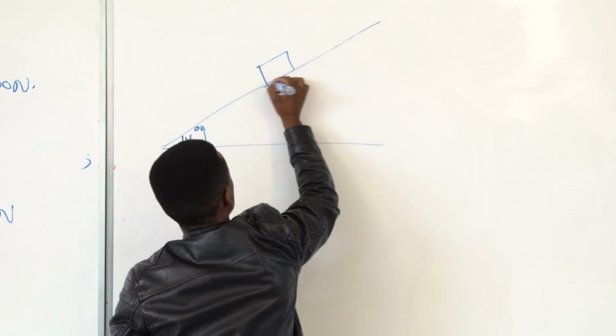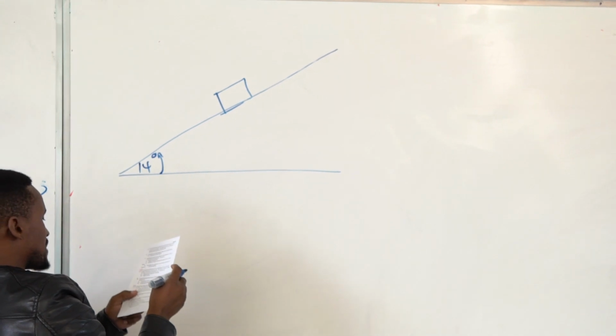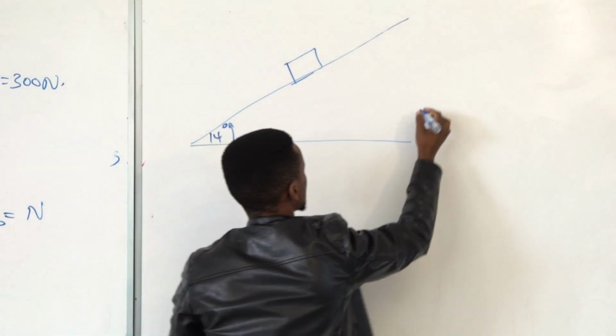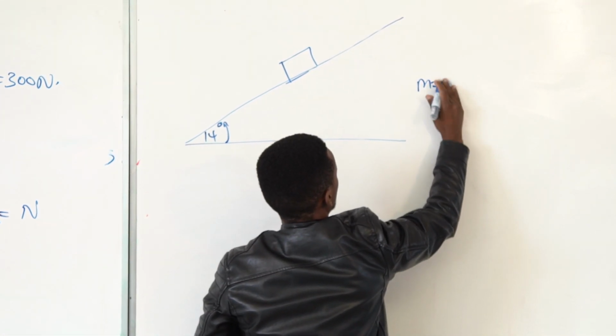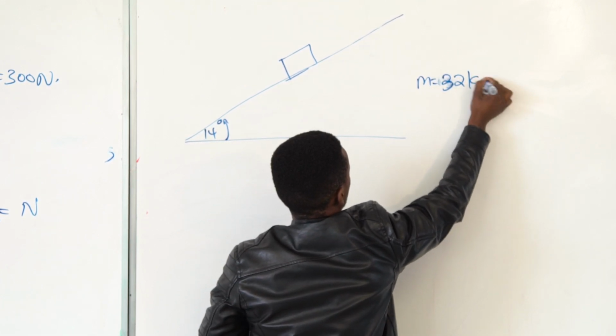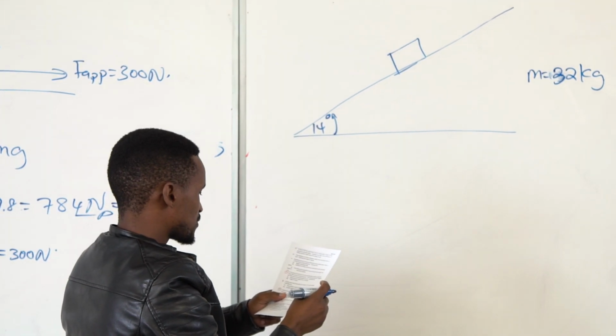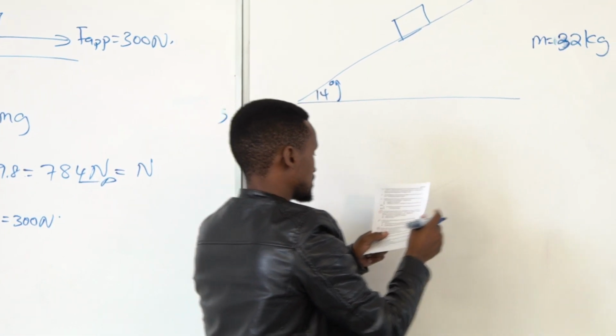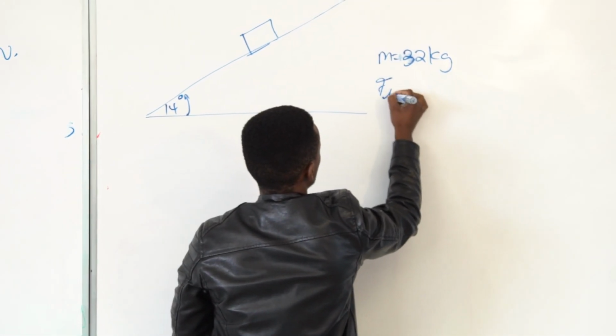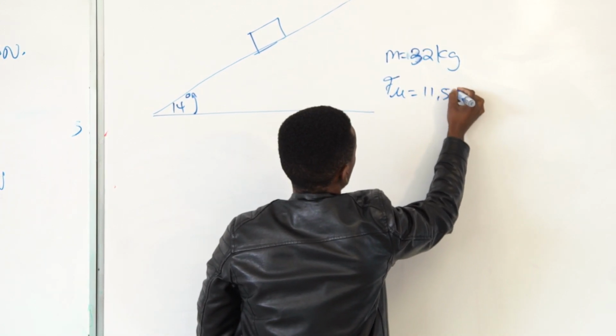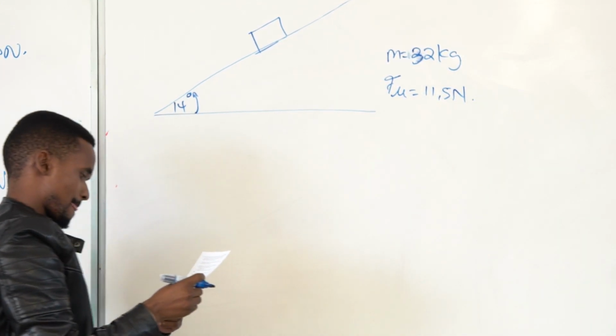We have a box. The mass of the box is 32 kilograms. And they say the frictional force is 11.5 newtons.